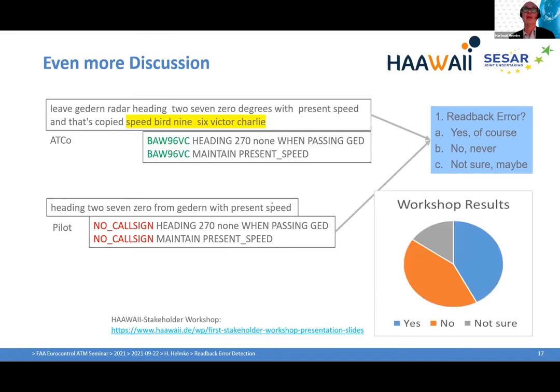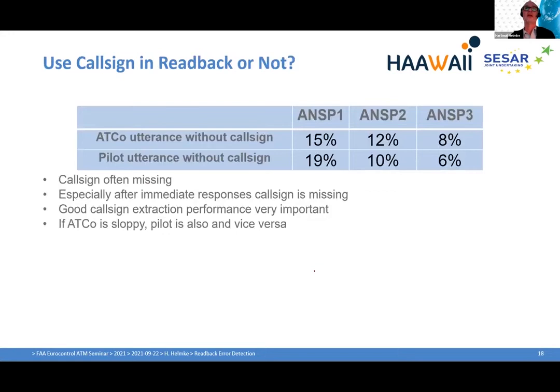Interesting was the output of this workshop with 40 people. The same amount of people say it's a readback error as say it's not a readback error, and there were also some people who said they're not sure. So the majority of the people could not agree on whether it is a readback error or not. Is it necessary to provide the call sign?